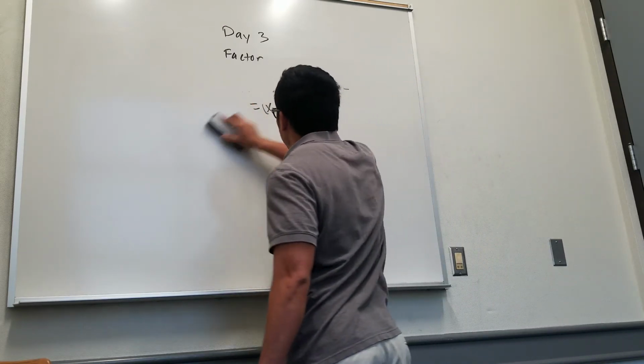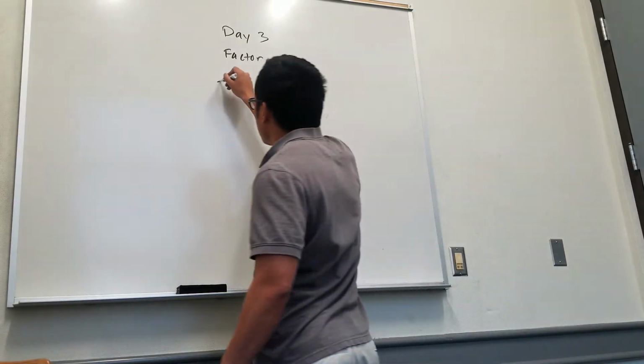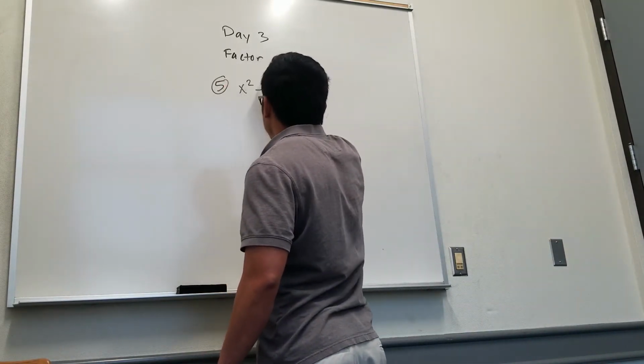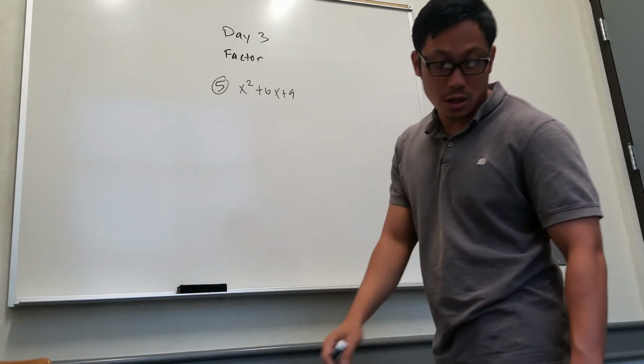All right, so next one. Number 5. x squared plus 6x plus 9. So try it out.